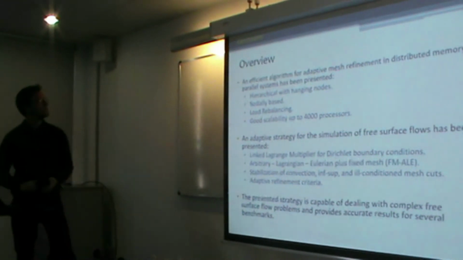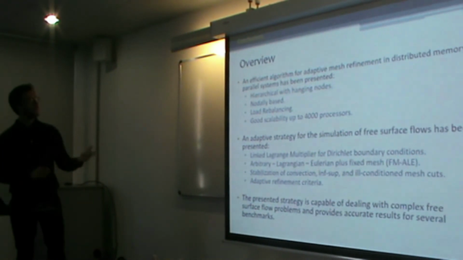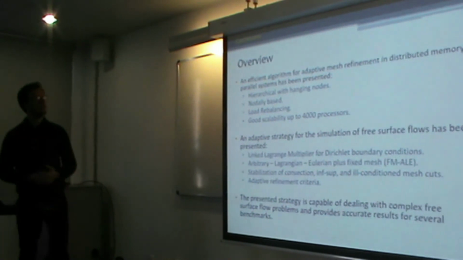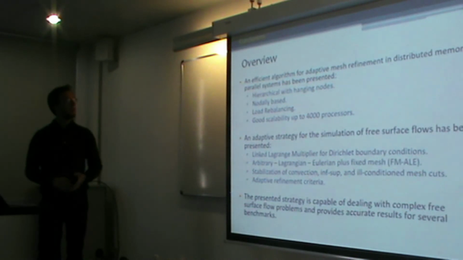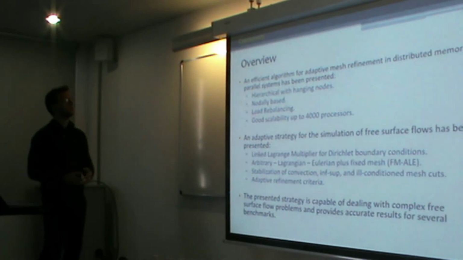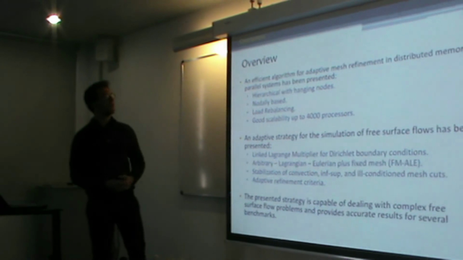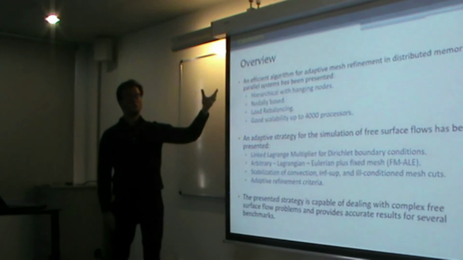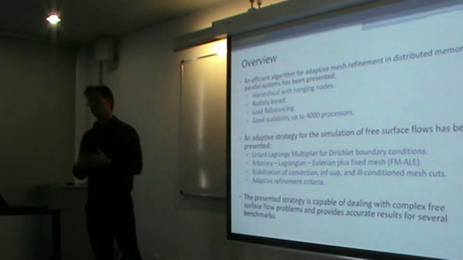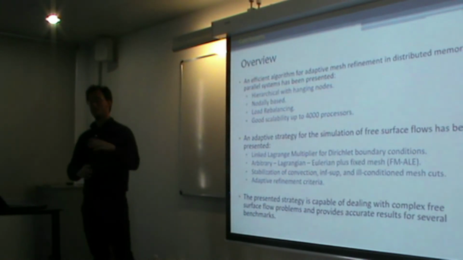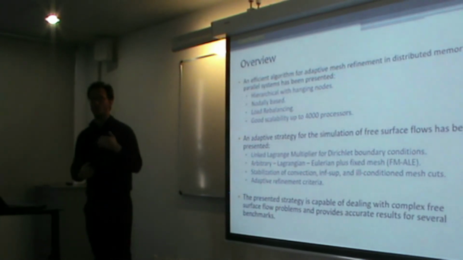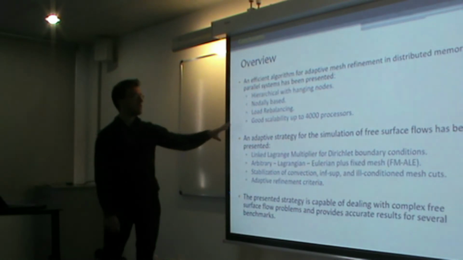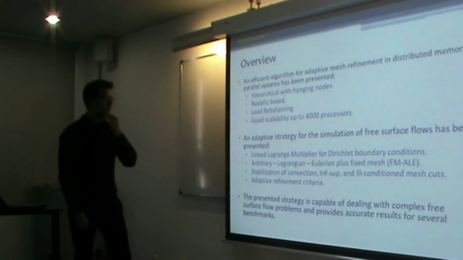Okay, so as an overview, we have developed an efficient algorithm for adaptive mesh refinement in distributed memory parallel systems. It is based on an adaptive mesh refinement library, which is hierarchical with hanging nodes. It is nodally based. This is important because in our distributed memory code the partitions are defined on the nodes, and so this is important for us. It allows us to do load rebalancing, and we have good scalability up to 4,000 processors.